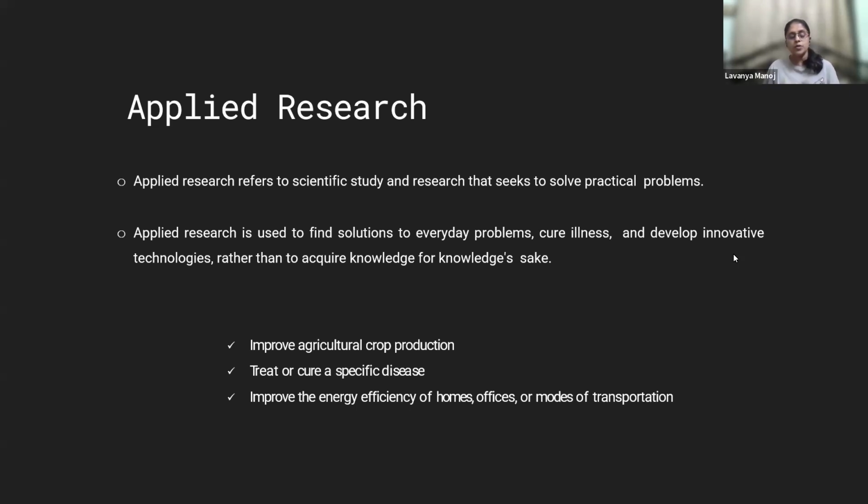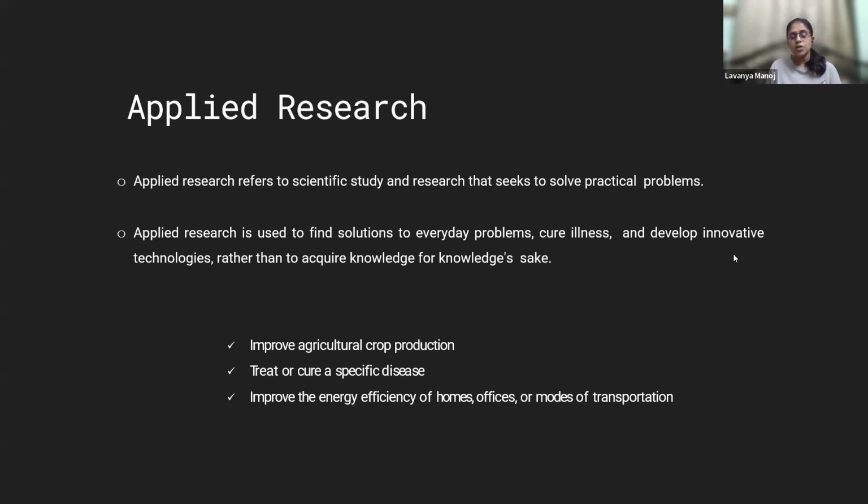So finding medicines, you sell that medicine. Whoever finds the vaccine, that company has obviously generated a lot of profit at the time of COVID, whichever company for that matter. And to test or cure a specific disease, improve agricultural crop production. So any company or industry or a group of individuals comes out with a technique to improve agricultural crop production, you're going to get benefited out of it, with commercial benefits.